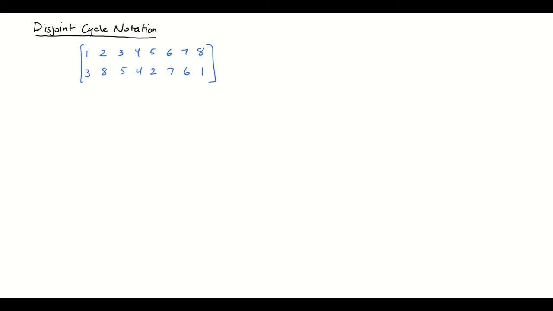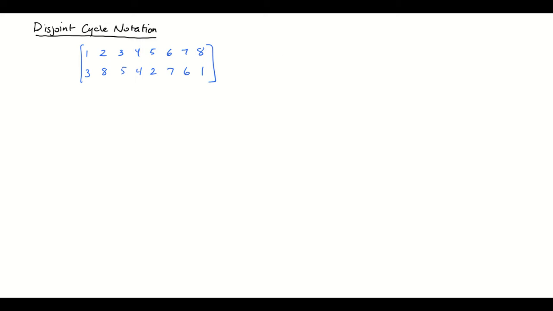In this video, we're going to further unpack the idea of disjoint cycle notation, which we introduced in the video called Notation for Permutations. So here I've written the array notation for a certain permutation, which I'll call sigma. And sigma is an element of S8 because it is a permutation of 8 numbers. All right, so we're going to write down disjoint cycle notation for sigma.